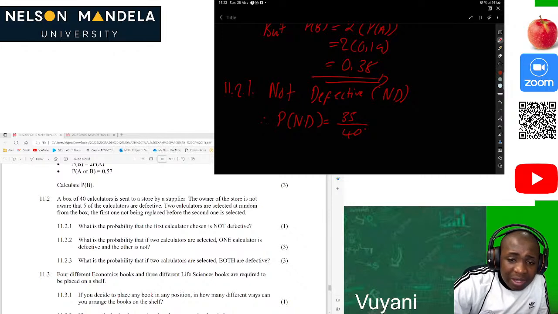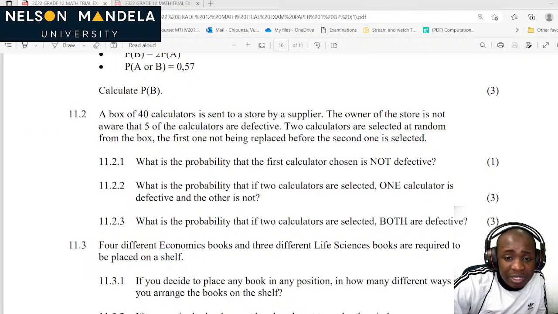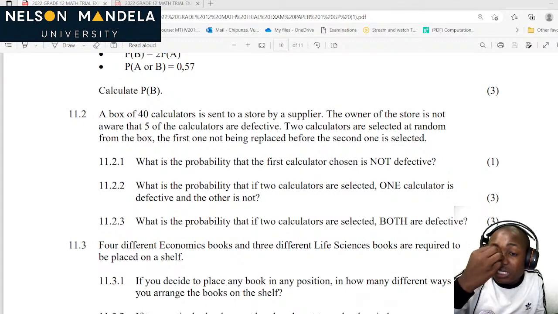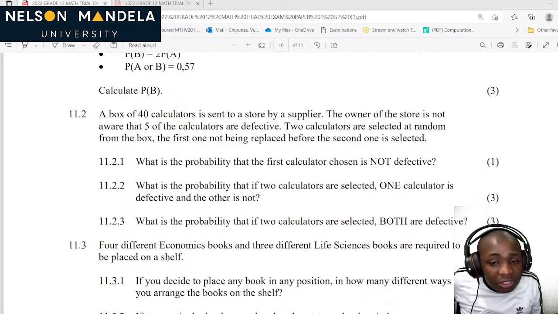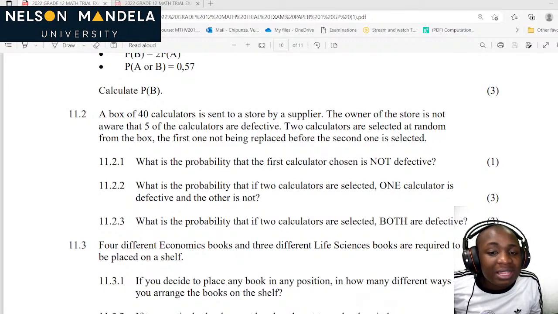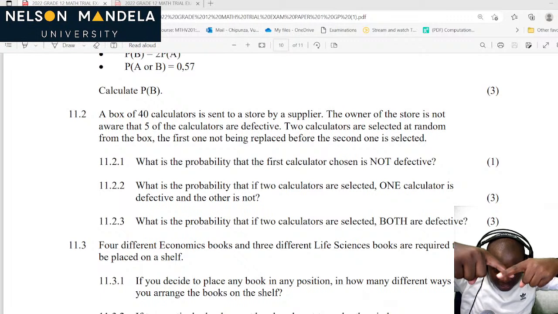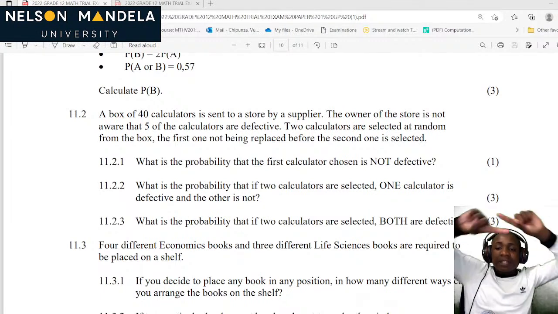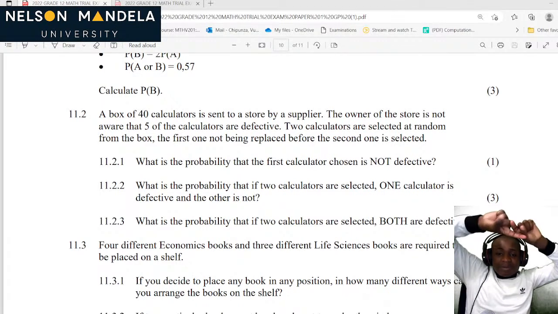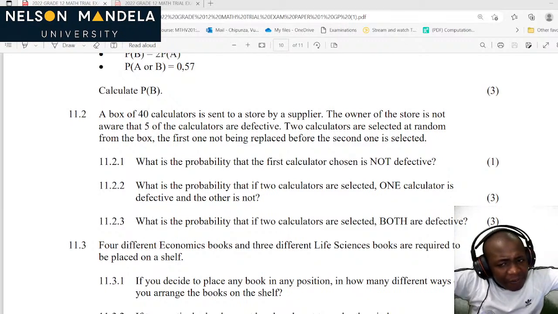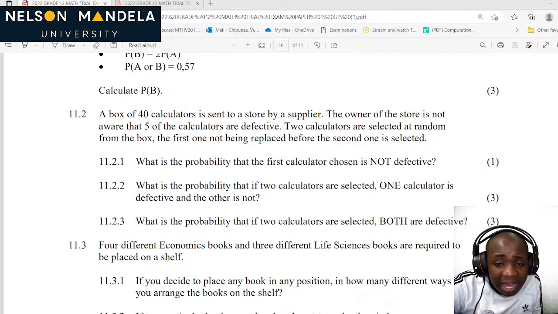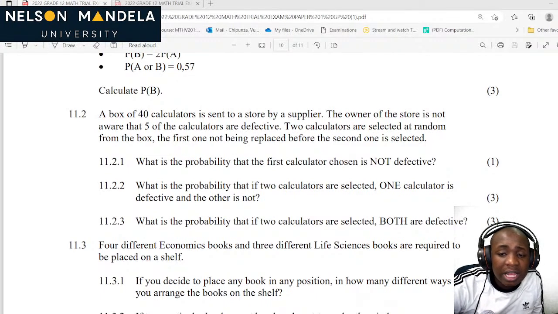Yeah, why? So they told us in the question, guys, it's so important to understand that a box of 40 calculators, which means the sample space or the total calculators in a box, is 40. Then they told us also that the owner of the store is not aware that 5 of the calculators are defective. So from the total sample space, which is 40, 5 of them are defective, which means they are not good. So we remove 40 minus 5, then we get 35. So those ones are the ones which are chosen and they are not defective. Only 5 are defective and 35 they are not.